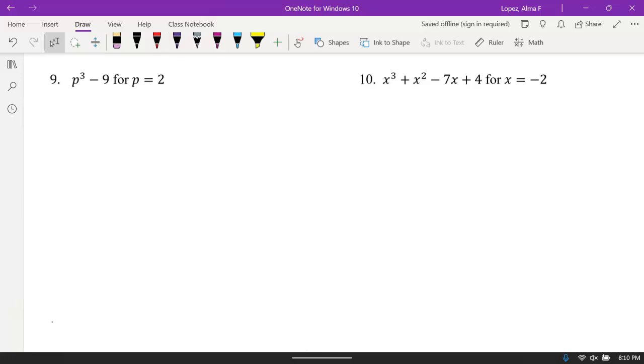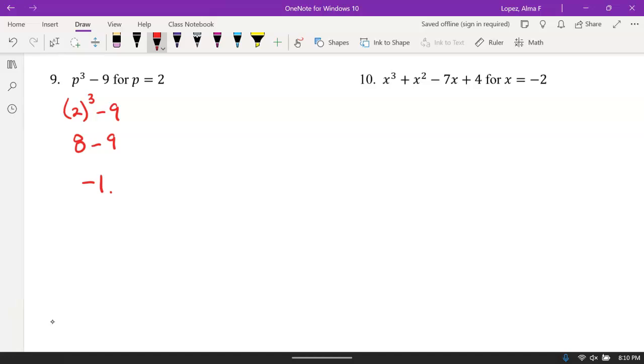Number 9. We have p cubed, that I'm going to replace it with the parentheses, minus 9. And p this time is 2. Okay, well, 2 to the third power will be done first, of course. That is 2 times 2 times 2, which is 8. And 8 minus 9 is negative 1. And again, pause the video if you need to rewrite that as an addition problem or however you need to handle that.